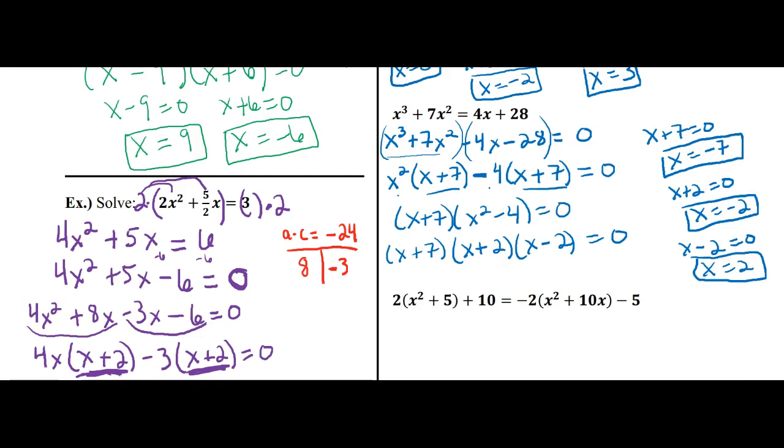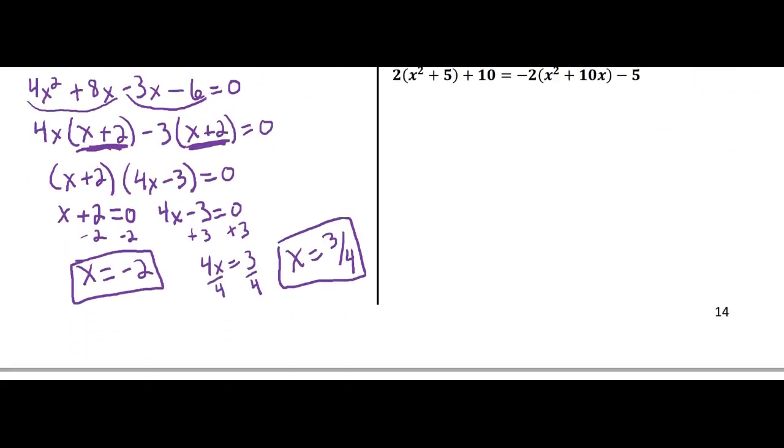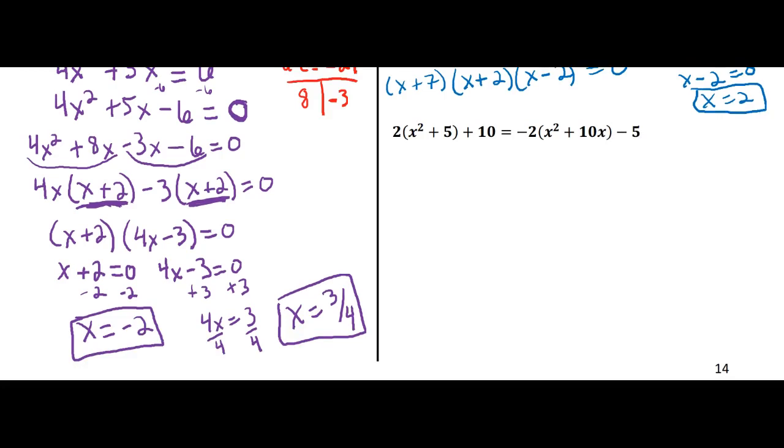Alright, the last one here. This one has a lot of stuff going on, so we need to make sure that we're taking care of all of it. So first thing, I need to get rid of these parentheses. I'm going to distribute. 2 times x squared and 2 times 5 gives me positive 10. Don't lose this other 10 I already had. Then I'm going to distribute on this side as well. Negative 2 times x squared. And a negative 2 times 10x is negative 20x. And I still had this minus 5.